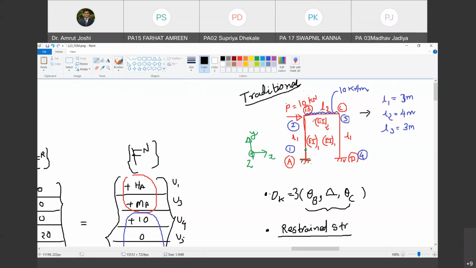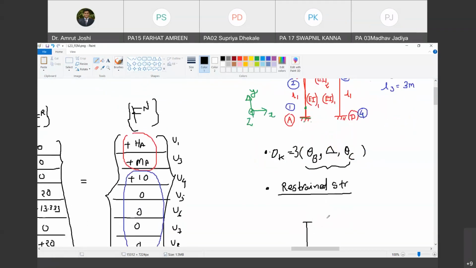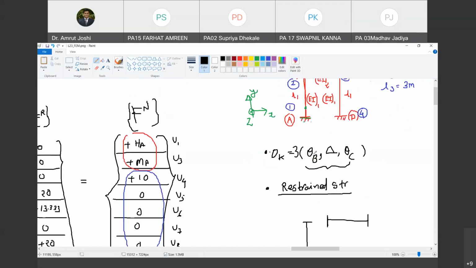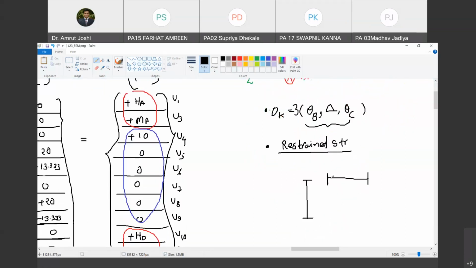To restrain theta B and delta at B, I will have to make this support a fixed support. So how does a restrained structure look? Fixed support. And for BC as well, I also have to restrain degrees of freedom at C. At C, we have two degrees of freedom, theta C and delta. Where does theta B occur? Theta B occurs at B. Where does theta C occur? Theta C occurs at C. Where does delta occur? Delta occurs at B, it occurs at C, as well as for all the points that lie on beam BC. Now, in the restrained structure, I am restraining everything that is listed under degree of kinematic indeterminacy.